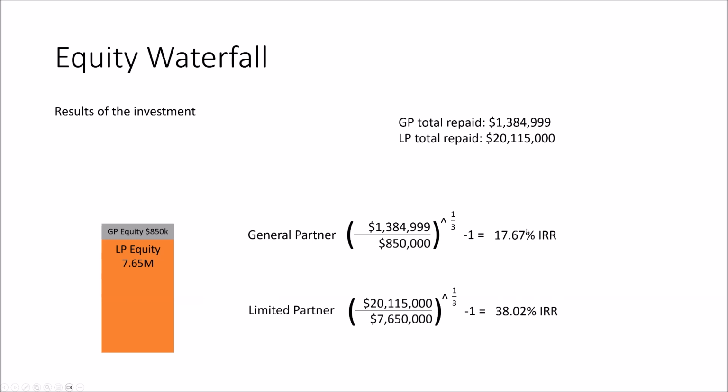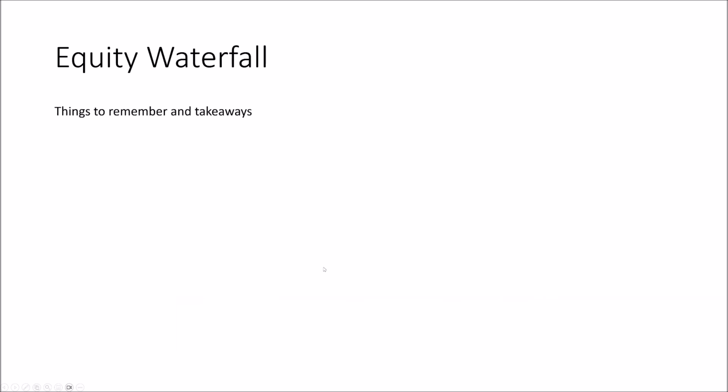And that's where the waterfalls can get tweaked, with something like if the 20% IRR is hit, then change it from a 90-10 to maybe a 30-70, something like that, to reward the GP further.